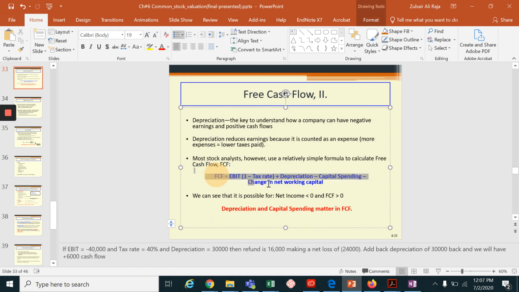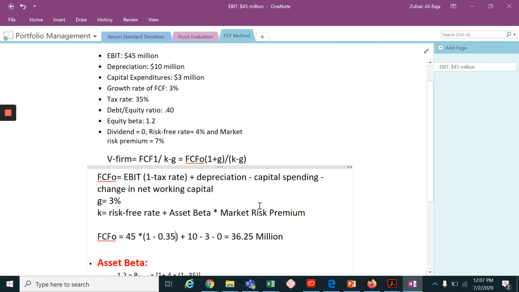This one, right? So the same thing we are doing over here, plus the depreciation, whatever the depreciation is, minus the capital expenditure, minus the change in the working capital, which is not given over here. So we are assuming over here it's 0. And the current free cash flow is 36.25 million.